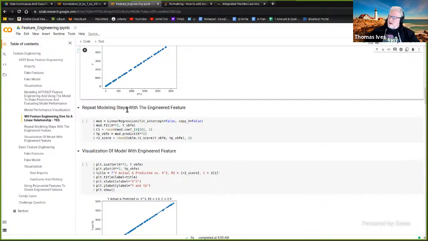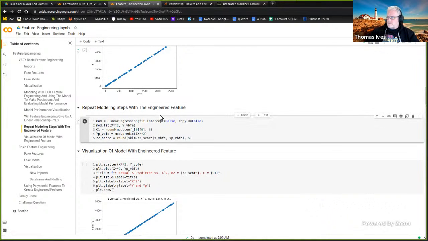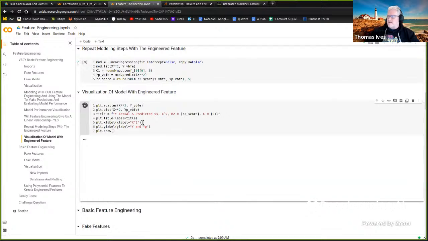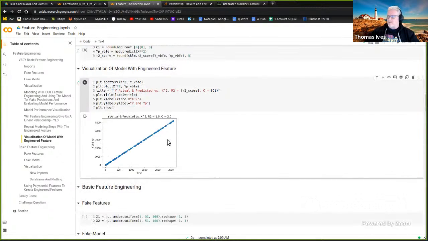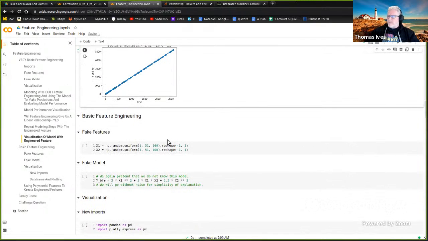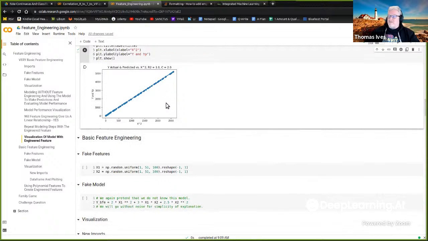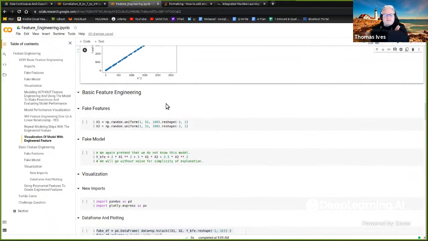So we repeat the modeling steps now with the engineered feature. So we're going to do a fit with x squared and our labels and the same things as before. And now that those have been generated, we'll visualize them. And wow, this is great. We have a perfect model because we have no noise. And we've got our coefficient back. And we didn't have a y-intercept, so this model is absolutely perfect. But that's a very basic feature engineering problem. And let's stop and just remind everyone, what does it mean to do feature engineering?